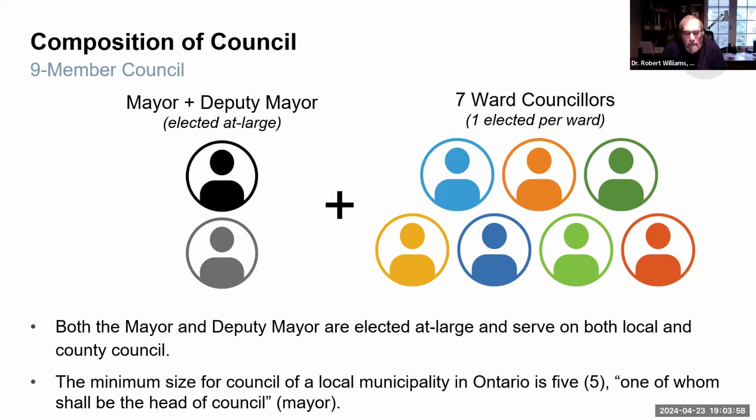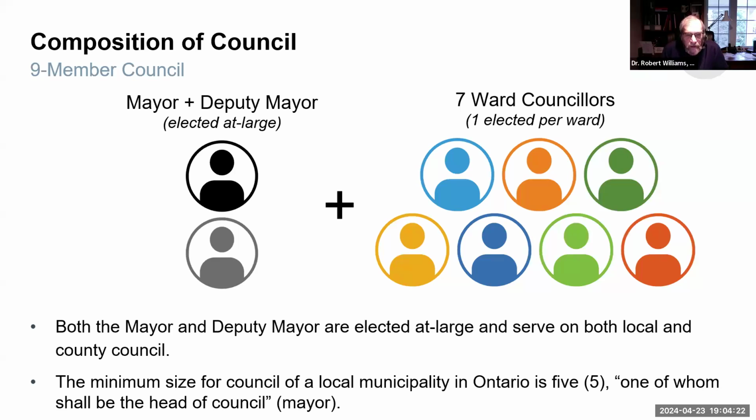And the term composition of council is how this is described in the Ontario Municipal Act. In other words, how big is your council and what are the various parts of that council? Innisfil has a 9-member council. When it was originally amalgamated, it had a 7-member council, but it was expanded to the current structure.